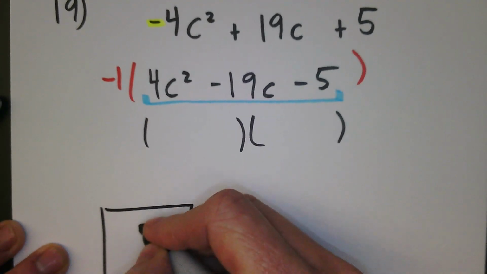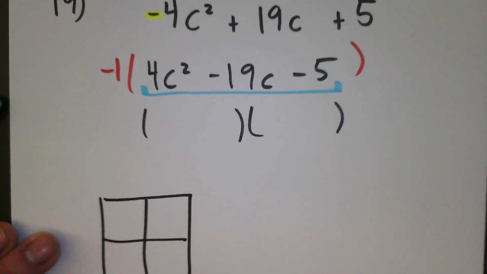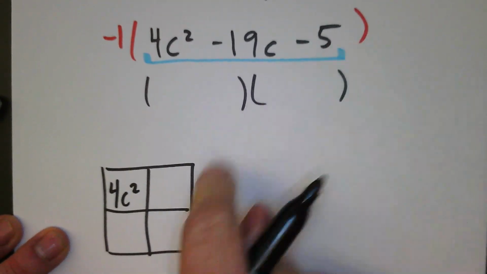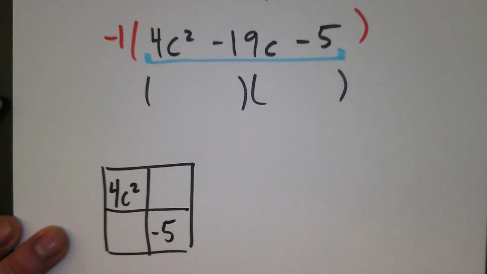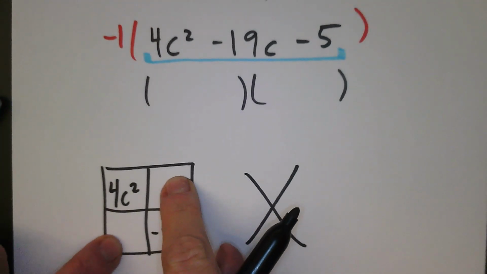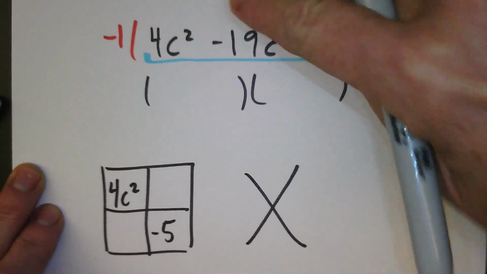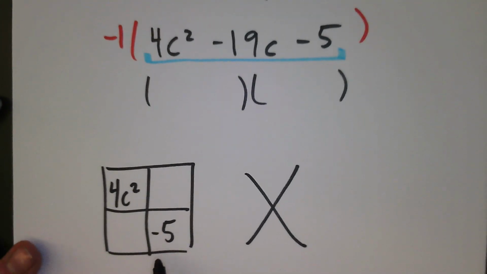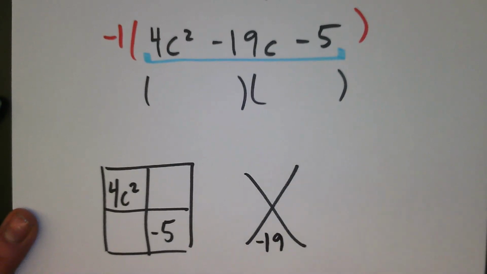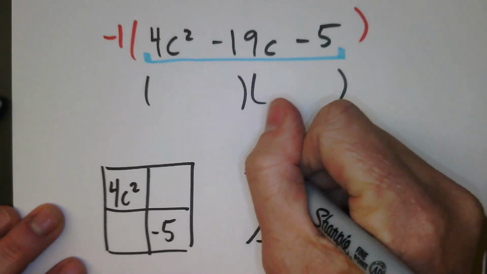So I'm going to go ahead and set up a little area model here. My 4c squared is going to go here. My constant, which is a -5, is going to go there. I need my diamond problem to help me figure out how to split these two terms so that they add up to a -19. So I want the sum to be -19. I'll put that here. The product is going to be -20.